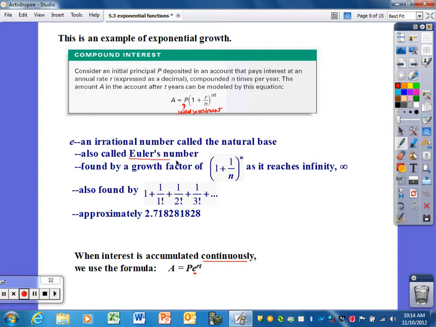e is called Euler's number because he's the man who discovered it. And what it means is it comes from a growth factor of 1 plus 1 over n raised to the n. So if I take 1 over 1 factorial, 1 over 2 factorial, 1 over 3 factorial, and keep adding them up, I get this number, 2.718281828. Just like you're used to pi being approximately 3.14, e is approximately 2.718. Just a new number to memorize. And on your calculator, you have an e. It is above your divide key.